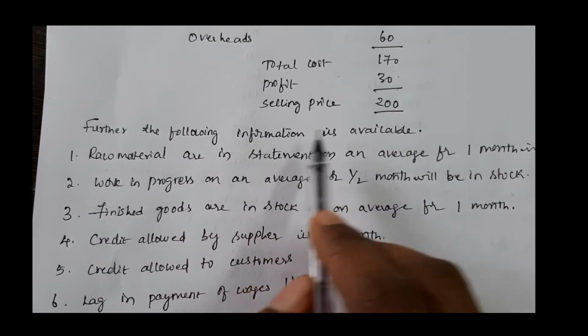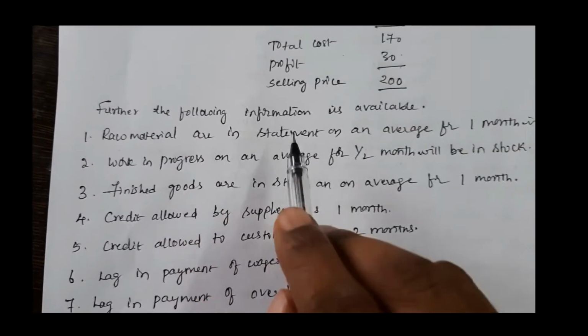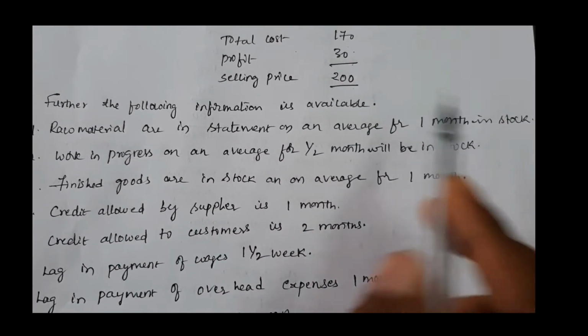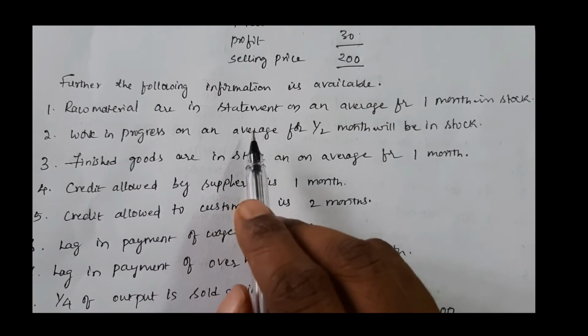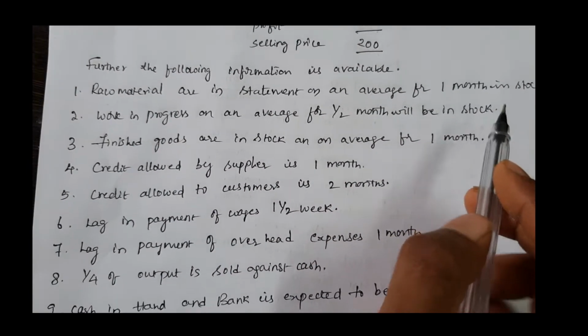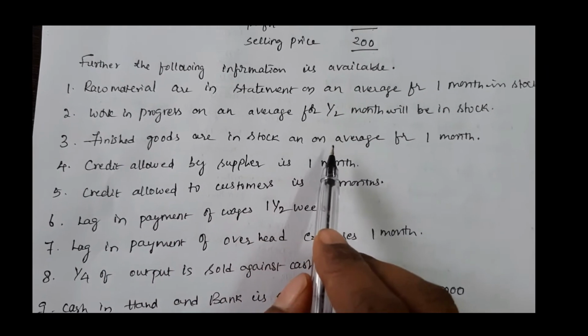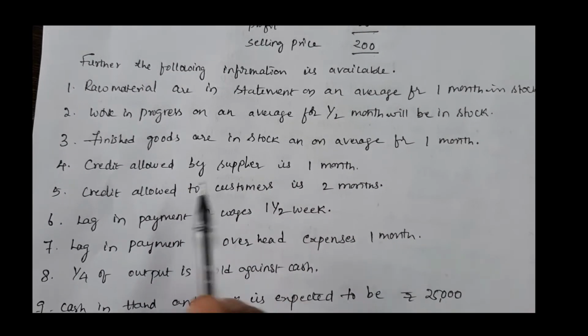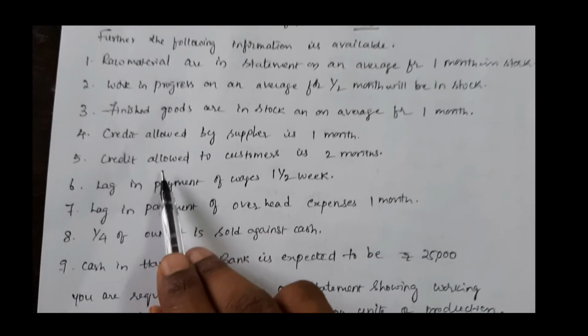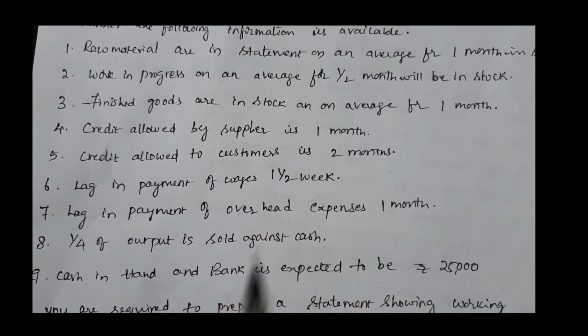Further, the following information is available. Raw materials are in stock on an average for 1 month. Work in progress on an average for half month will be in stock. Finished goods are in stock on an average for 1 month. Credit allowed by supplier is 1 month. Credit allowed to customers is 2 months.